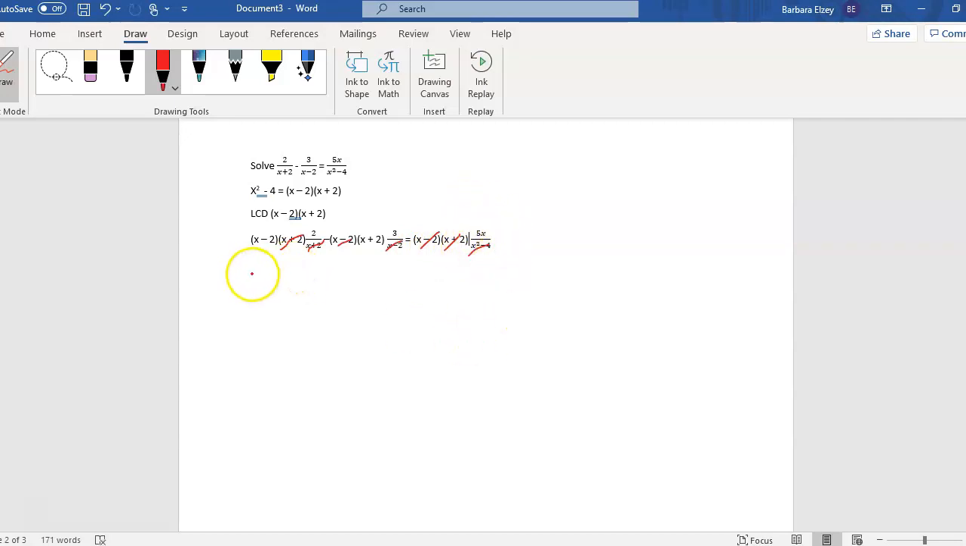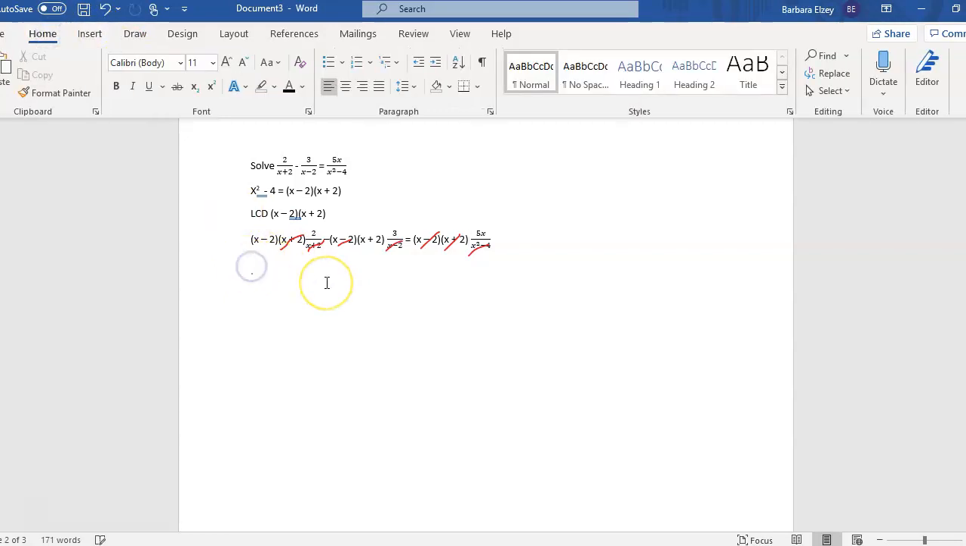So what I've got left is a 2 times x minus 2 in this first position here. And then there is a minus sign there, kind of hard to tell because of the stuff I've crossed out. So I have a minus sign. And then I have this 3 times the x plus 2. And then I have a 5x.